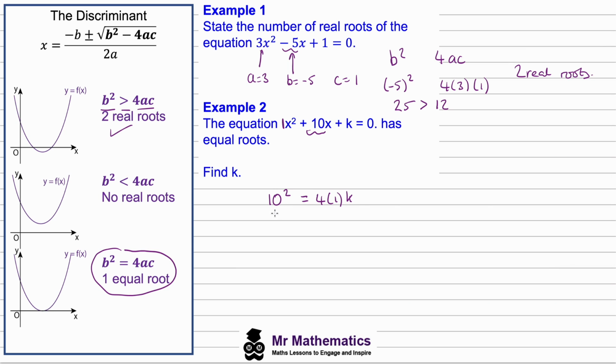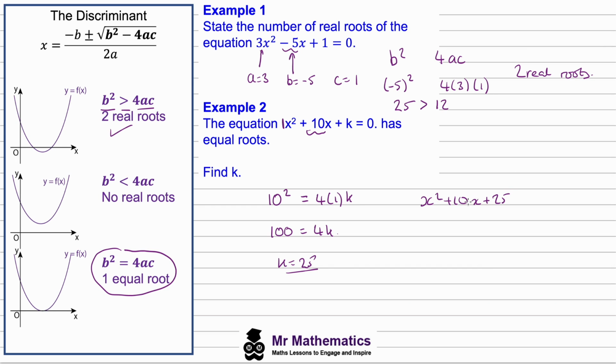So we can work out the left hand side. So 100 will equal 4k. So k must equal 25. So our quadratic equation then will be x squared plus 10x plus 25.